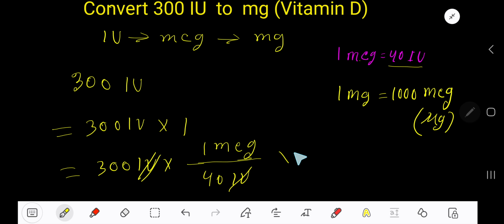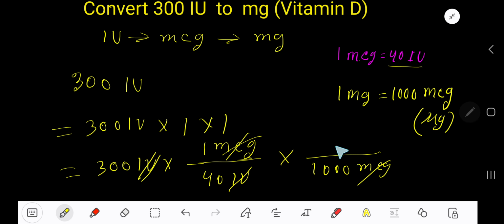Again, I would like to convert this microgram to milligram. So we have to use this conversion equation. Okay, so you can write here one more 1. To cancel this microgram, the microgram part of this equation will be the denominator, so that you can cancel this microgram with this microgram. This portion will be the numerator.